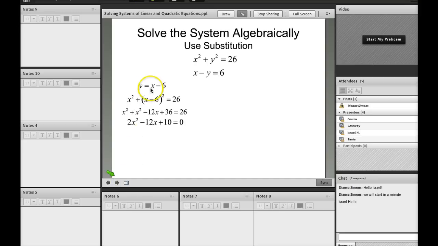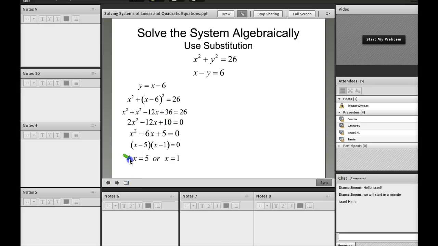Okay, so you can take the y is equal to x minus 6 and put it in there for y. Then just expand this out, so x minus 6 times x minus 6. You get x squared plus x squared minus 12x plus 36 equals 26, and put it all together. This one has a common factor of 2, so you can factor out that 2. Factors of 5 that add up to negative 6. And so what you have is x is equal to 5 and x is equal to 1.